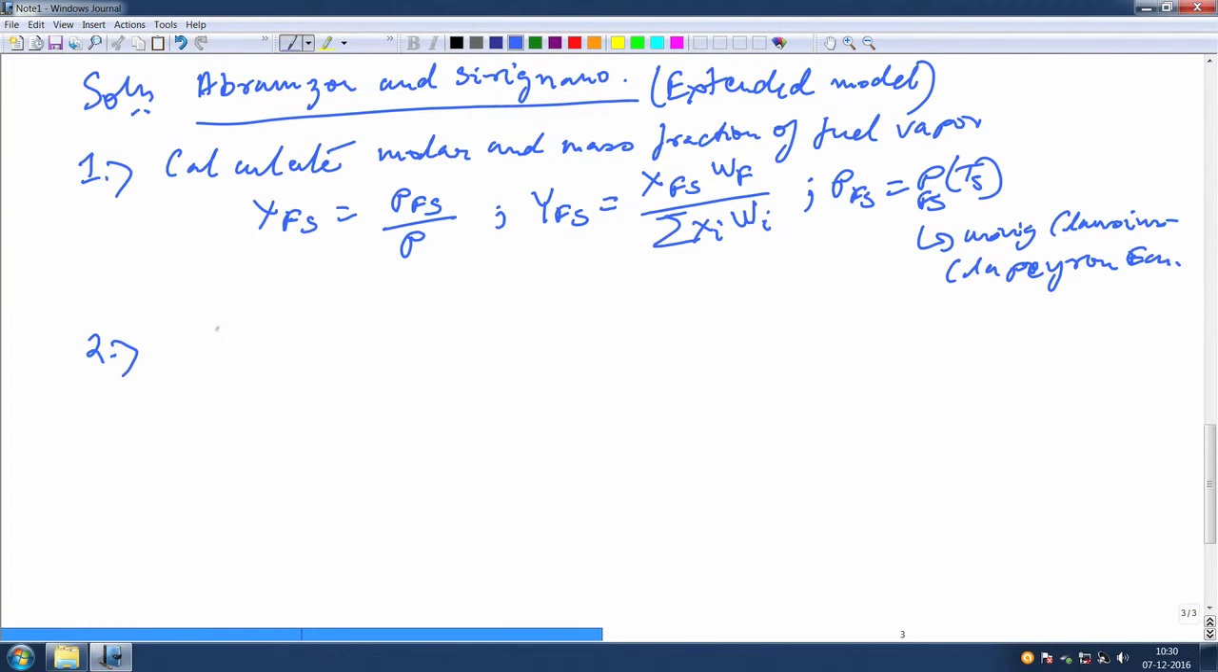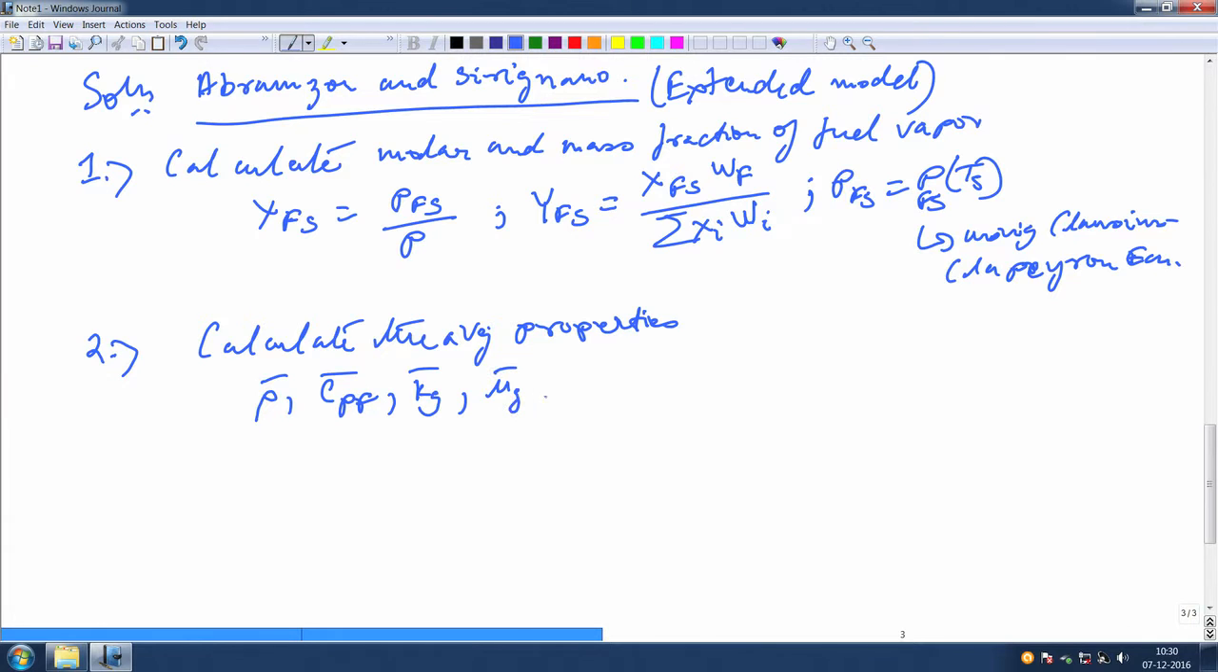Step 2, calculate the average properties. Average properties here means rho bar, C_PF bar, k_g bar, mu_g bar, etc. in the gas film. Up to this step it should be fairly easy. This is how you normally calculate: you use the Clausius-Clapeyron equation to calculate the mass fraction and the mole fraction on the gas side, and then you use the average properties in the gas film.